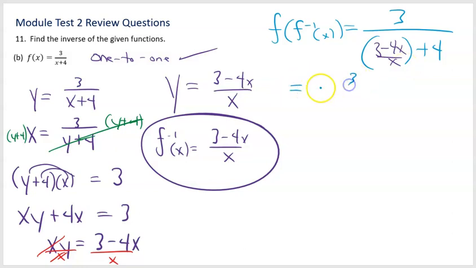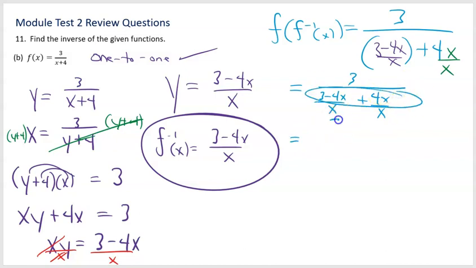That gives me 3 over. The only way I can add these together is if I find a common denominator. Well, to do that, I need to multiply 4 over here by x over x. Okay, so that's going to give me 3 minus 4x over x over here plus 4x over x. Now I can add these together because I have a common denominator, which is going to give me 3 over, 3 still on top. Negative 4x plus 4x is 3 over x.